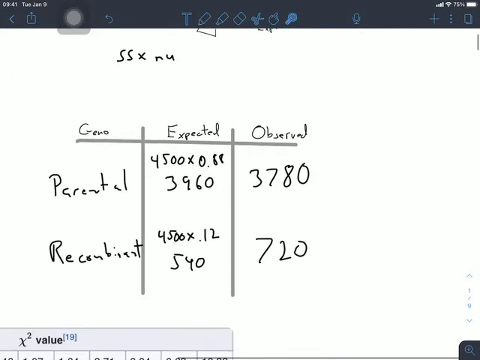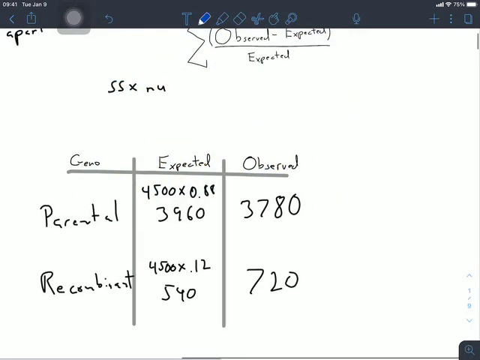Now, what's your gut feeling on this? I mean, 4,500 is a pretty big number. This looks to be a discrepancy of close to 200, between 200 and 150. Whereas this appears to be another discrepancy of something like 200. How will this carry out into our chi-squared?